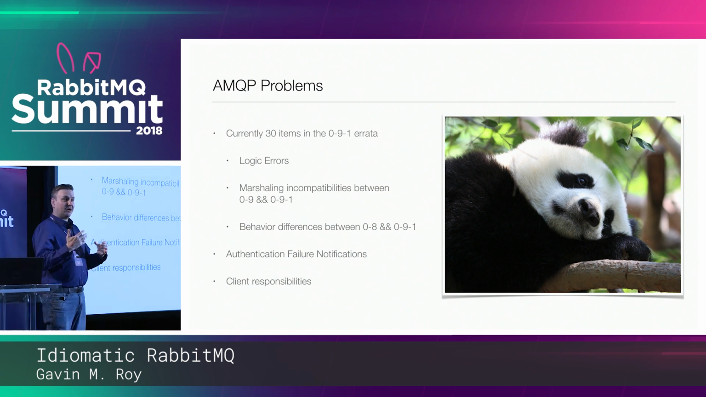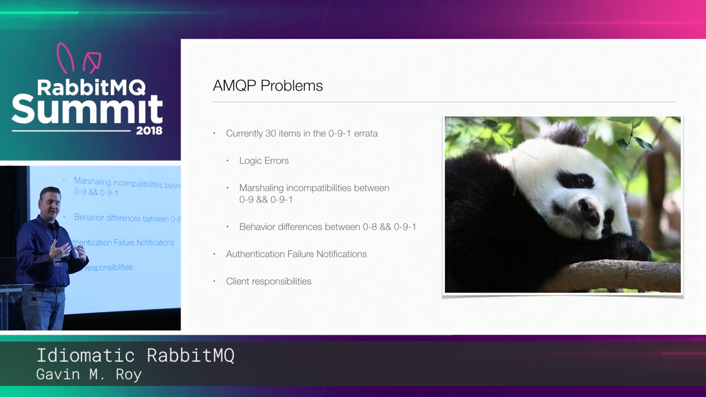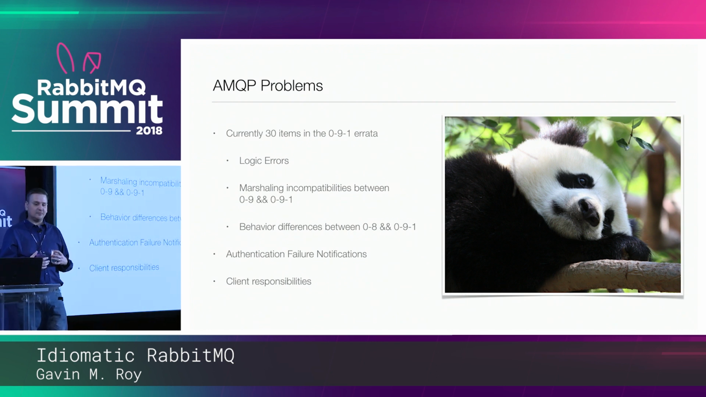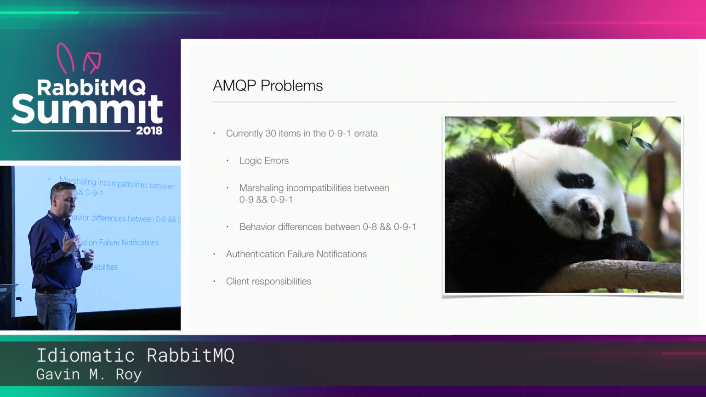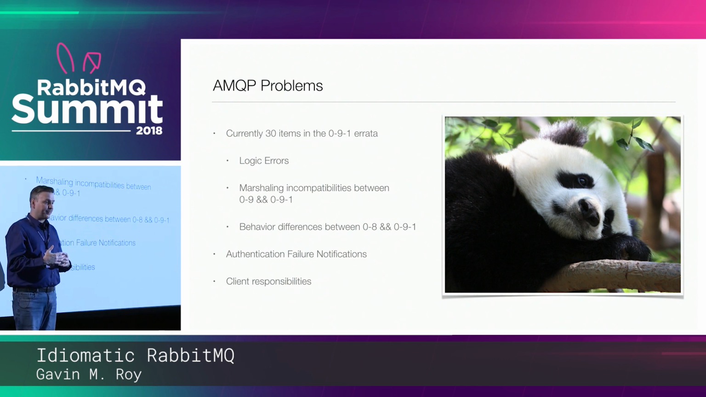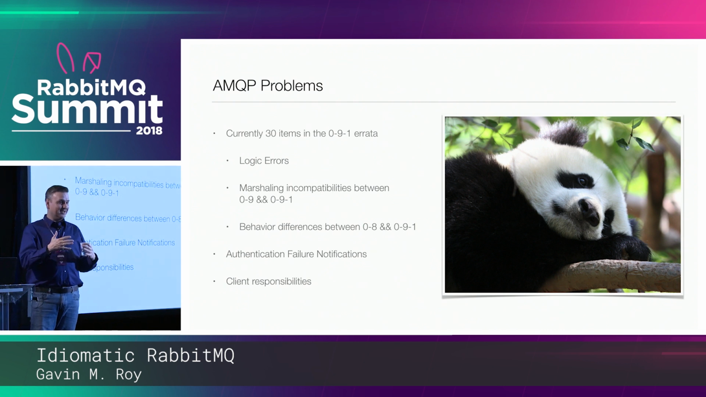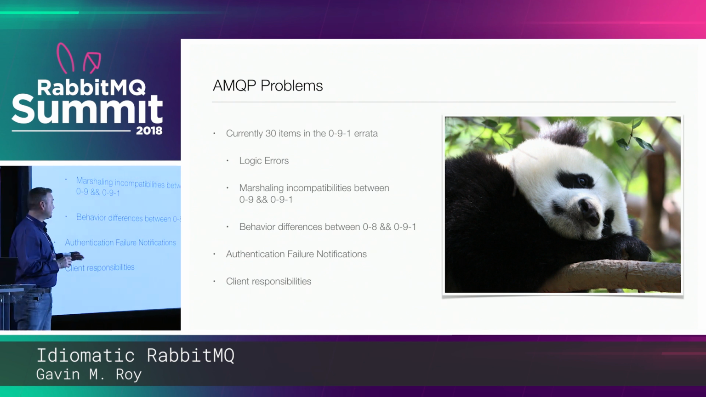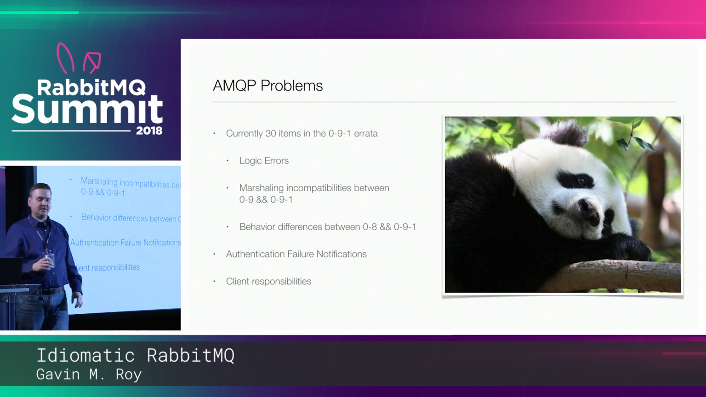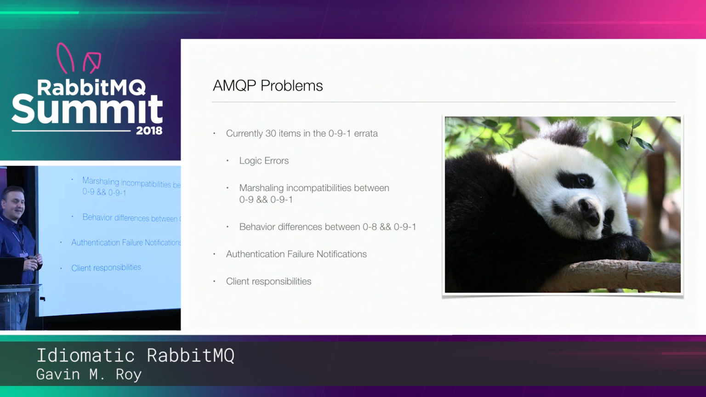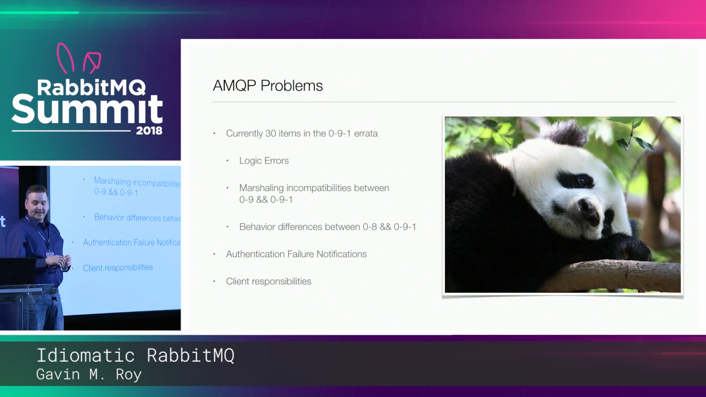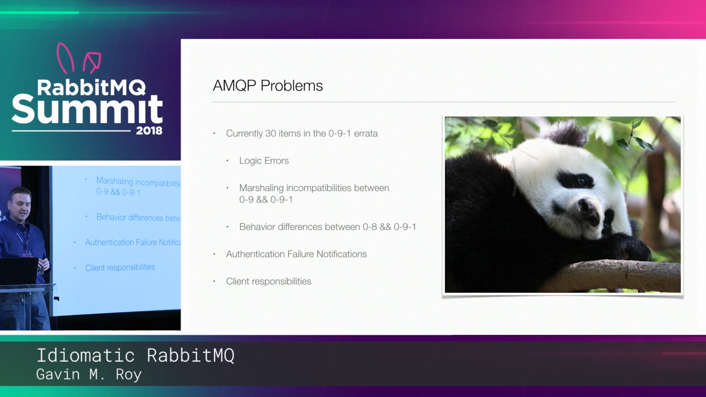So I talked about how knowing RabbitMQ, or grokking RabbitMQ, is to know AMQP, and it's really important in knowing AMQP that there are warts. I happen to both love and hate the protocol. I think it's really good in many ways. But if you go to the Rabbit site, you'll see there are 30 items in the 0-9-1 errata page. And that includes logic errors in the spec, incompatibilities between the versions in the low-level marshalling of frames, and behavioral differences.